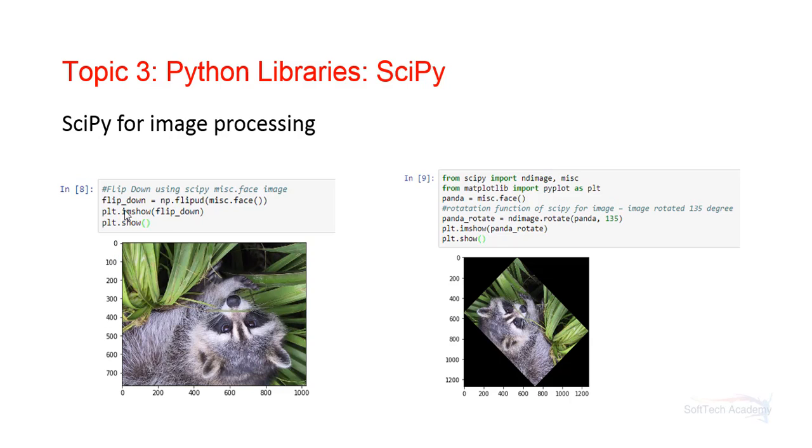Another is we can use the SciPy misc face image for different rotation and other image processing based operations. We can just try out these examples. So we have here np.flipud, which flips the misc image into a flipped position, so we get this output from the previous one. So this is for rotation.